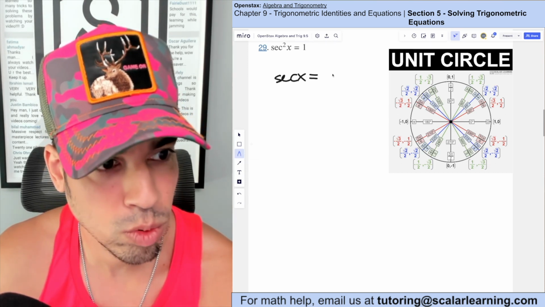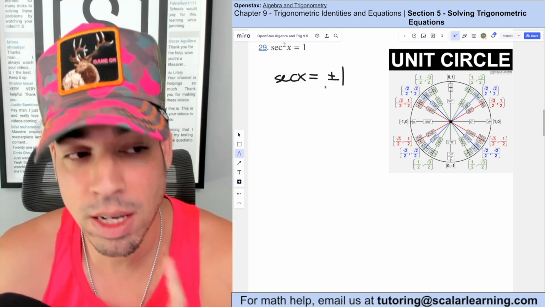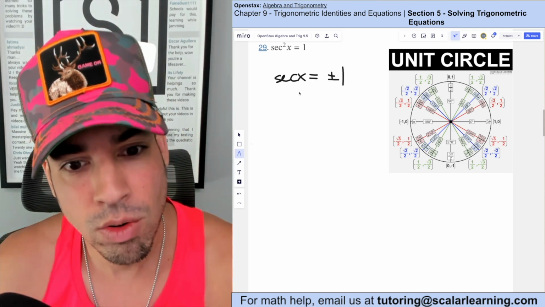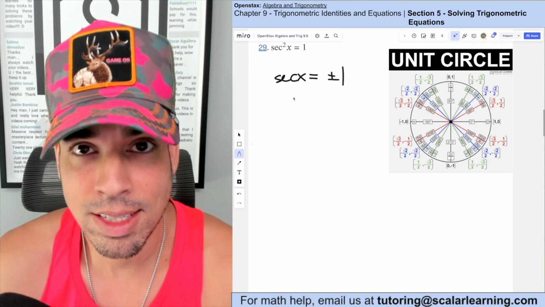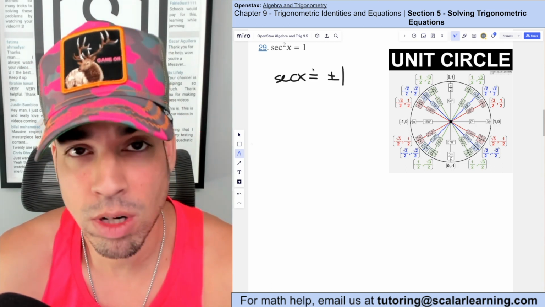For this one, I'm going to start by taking the square root of both sides, and then I get secant x equals plus or -1. It can be either. Okay. Now, if we remember what is secant, it's the reciprocal of whatever you get for cosine.